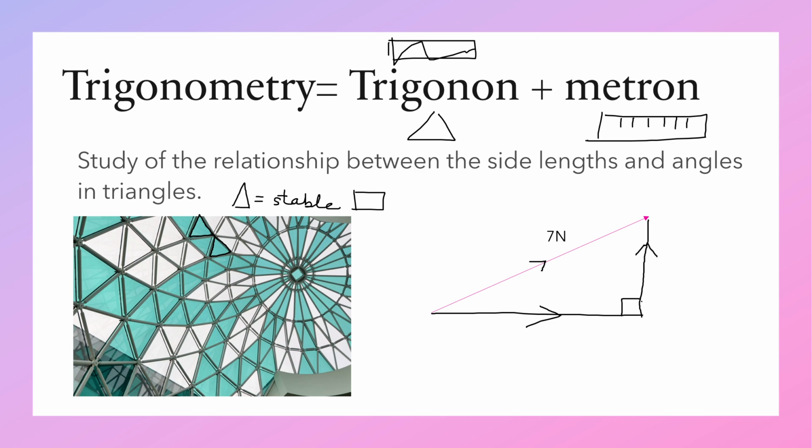So what we essentially have is a right angle triangle, where 7 newtons is the hypotenuse. But what the physicists need to work out is what is the length of this side, what is the horizontal force, and what is the vertical force. And that's where trigonometry comes in. So we can work these out if we know the angle. But we're going to come on to that in more detail.